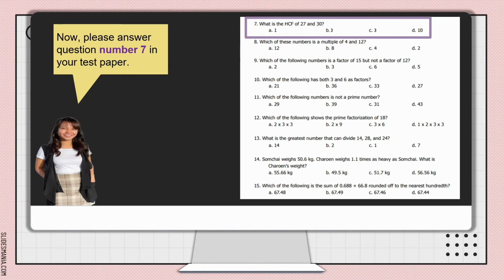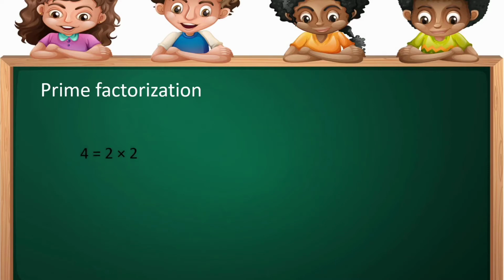Okay, next number. So the prime factorization again. 4 is 2 times 2. 8 is 2 times 2, 4 times 2, 8. Okay.